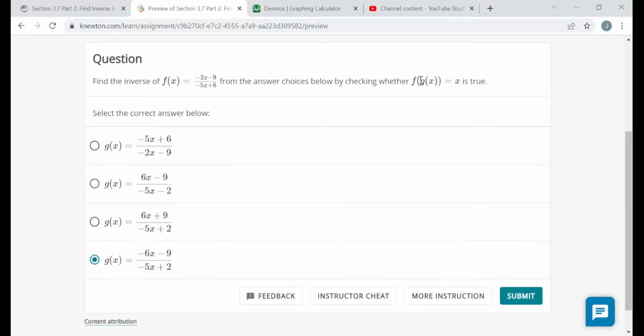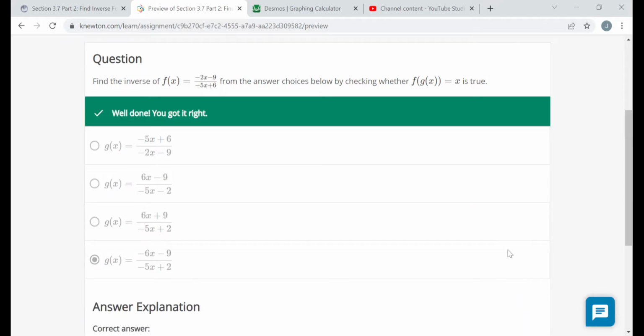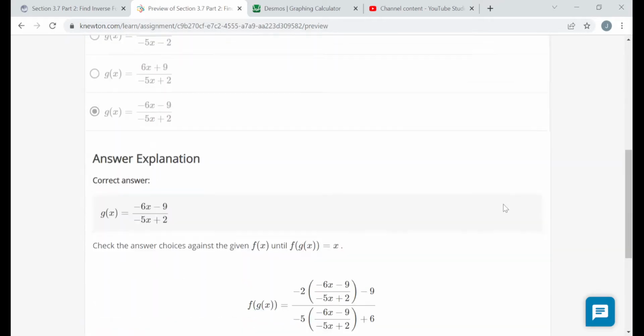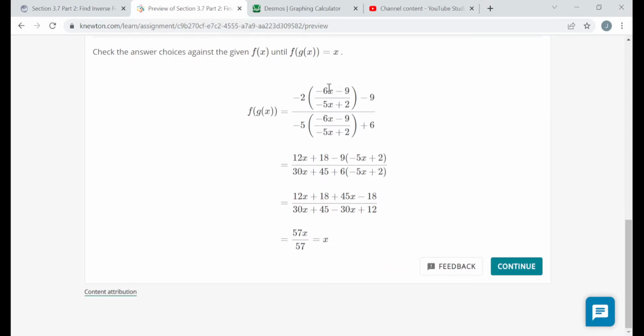And if you were to compose them, if you were to take this expression here and replace the x's in this f function and simplify, you'd get x back. I promise you, and I'll leave that for you to check, but I'm not going to do that this time. Okay, and that's exactly what they're doing here. Composing and simplifying to x.